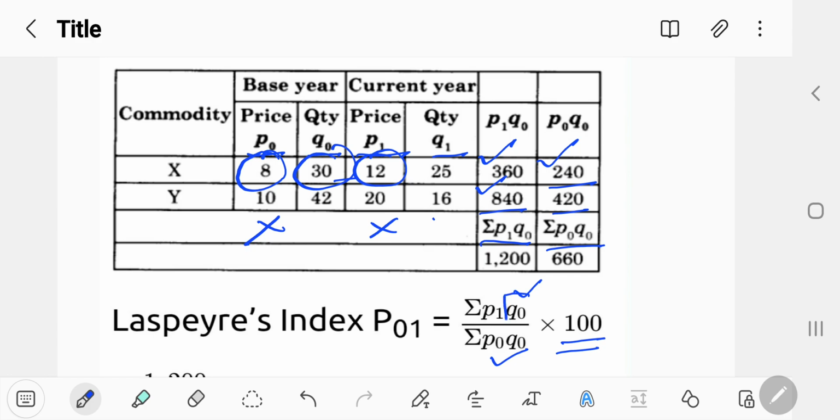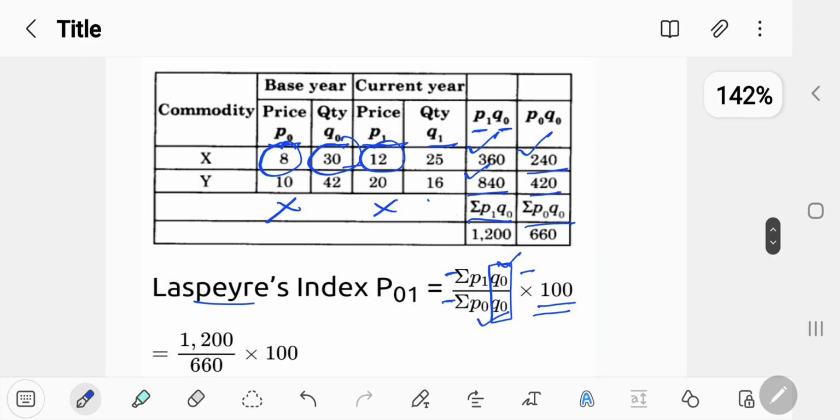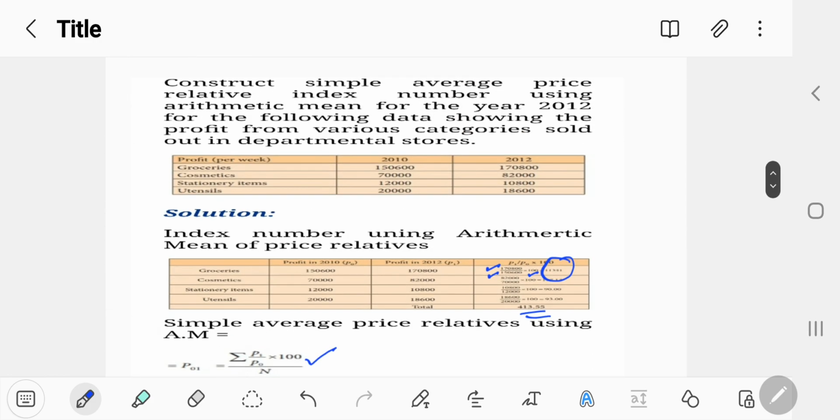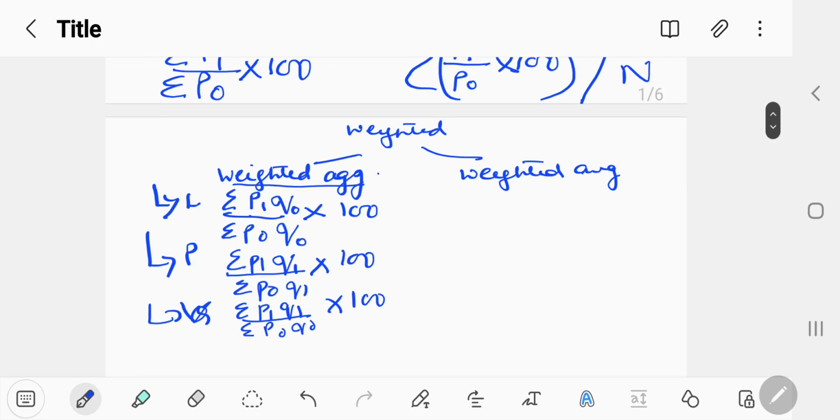So you can see that in the case of simple aggregate, we simply divide sum of prices in current with prices in base year. But here we are multiplying those prices with their respective weight. In the case of Laspeyres index, respective weight is quantity of base year. In the case of Paasche, it will be the quantity of current year. In the value, it will be the respective quantity. Now, coming to the weighted average.